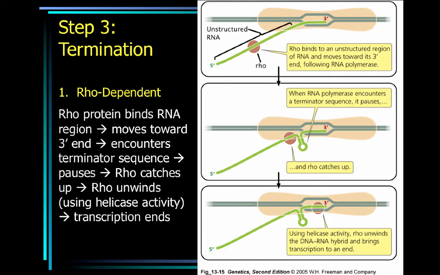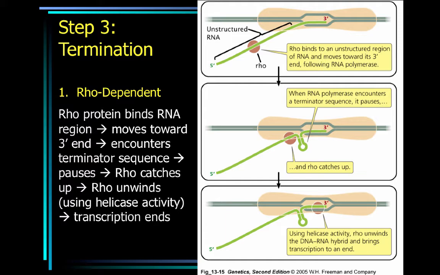All right, so finally, let's look at the second type of termination. And sorry, that should be a number two, not a number one. And this is rho dependent termination. So in this case, the rho protein is going to be floating around inside the nucleus, and so it's one of those substrates that a specific gene may or may not require.